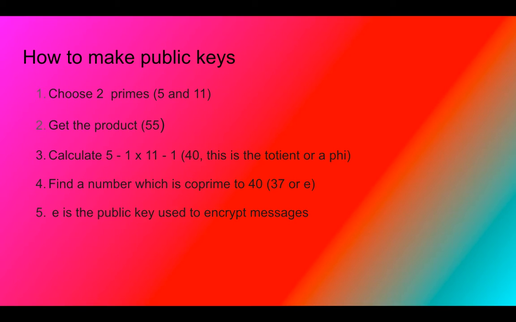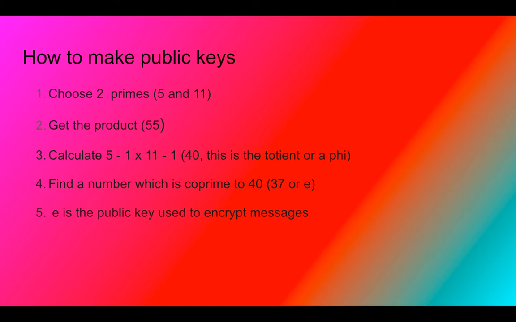So, how do you make public keys? First of all, you choose two primes. So let's go with 5 and 11. Normally the primes are massive, over 5 digits long, but let's go for 5 and 11 because we don't want the numbers to be massive. Then you get the product, so 55. Then you calculate 5 minus 1 times 11 minus 1, or 4 times 10, or 40. And this is called a totient, and it's usually represented using a phi.